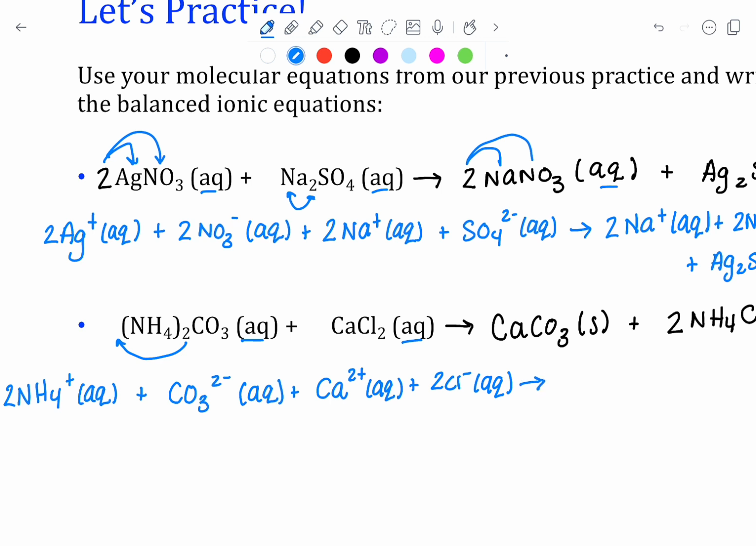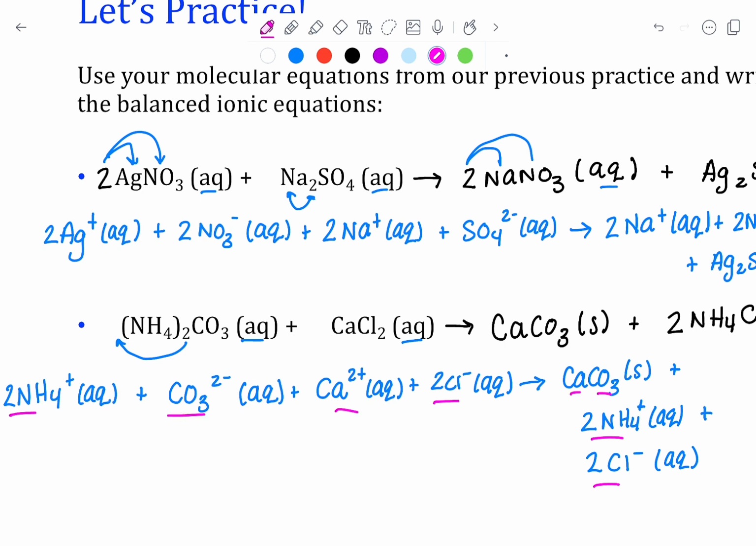We then go to our product side where we have CaCO3 remaining as a solid, and then we have 2 NH4+ (aq) plus 2 Cl- (aq). And we can see that this is still balanced. I have 2 Cls, 2 Cls, 2 NH4s, 2 NH4s, 1 Ca, 1 Ca, 1 CO3, 1 CO3. So we are completely balanced. And that is our ionic equation for our last example.